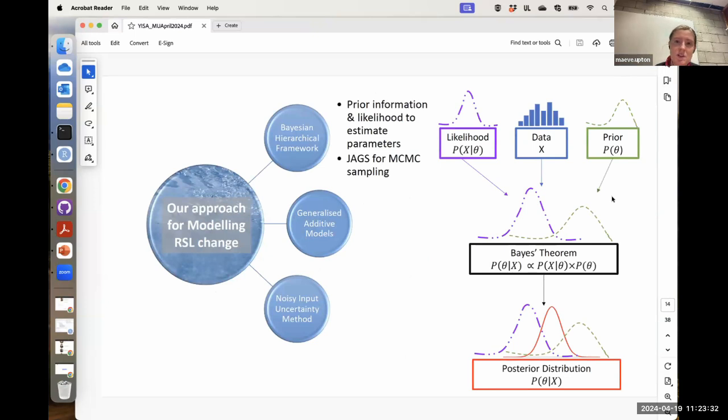But there are also challenges with, let's say, sampling. We use JAGS to do MCMC sampling. There are probably more efficient methods that might come in future work, but this is what we've used for now.